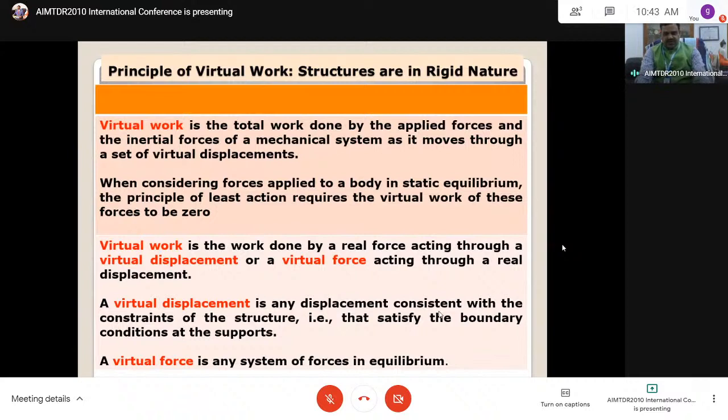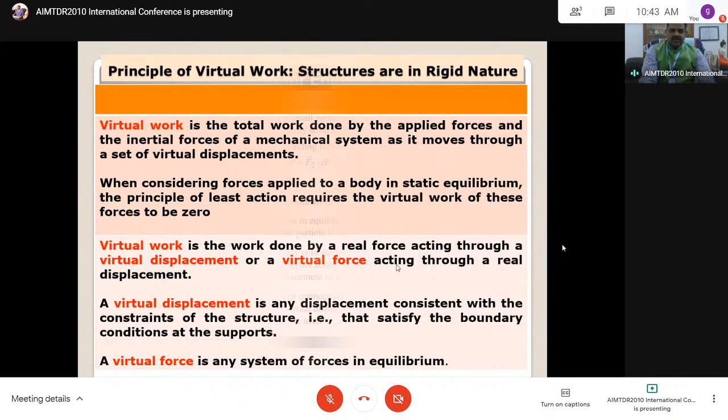A virtual force is any system of forces in equilibrium. Then once again I am repeating, the virtual work is the work done by a real force acting through a virtual displacement or a virtual force acting through a real displacement. Both ways you can represent the principle of virtual work.